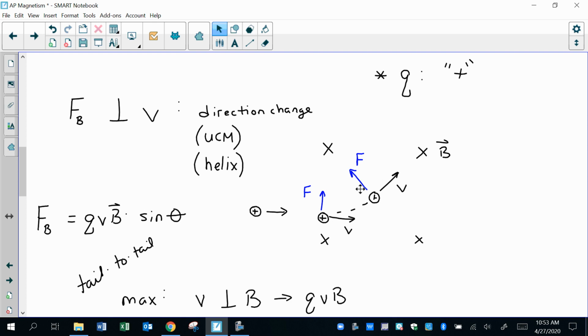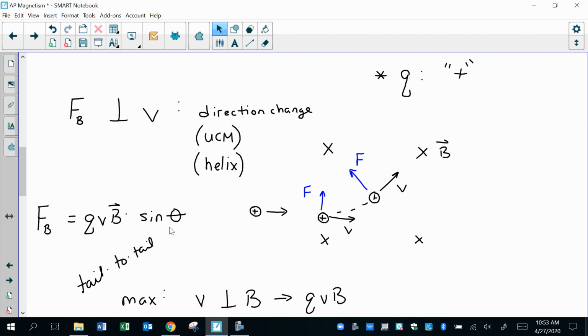Could I bring in other fields to negate that? Yes, I could have an electric or a gravitational field, but if it's just a magnetic field, we get uniform circular motion. If I have a little bit of speed, a little bit of velocity that's going in or out of the board, then I get a circle that travels. Imagine a circle spiraling towards your face as it's coming out of the screen. We call that a helix. So that's what happens when we have our magnetic field acting on our charged particles.